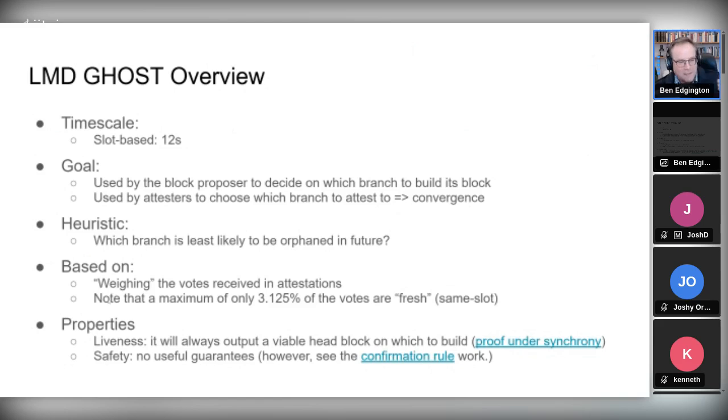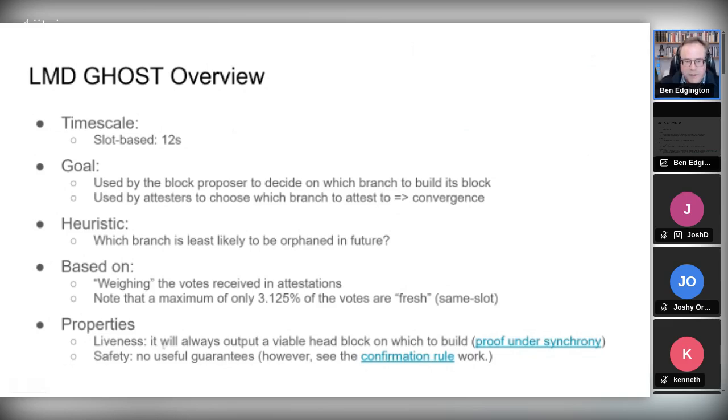And it's important to note that in any given slot, so I've told you this is slot-based, it's happening every 12 seconds. In any given slot, only a maximum of 3 1/8% of the votes are fresh, so 1/32 of the slot. So every slot, only 1 out of 32 validators is making an attestation because there are 32 slots in an epoch. So our new information in every slot is quite limited. We're only seeing the worldview of just over 3% of validators in each slot. And it's quite feasible that the other 97% of validators have a different view of the world, and we could be led astray by that. So worth bearing in mind.